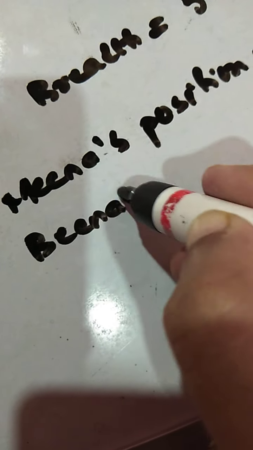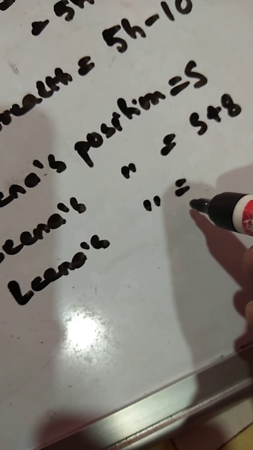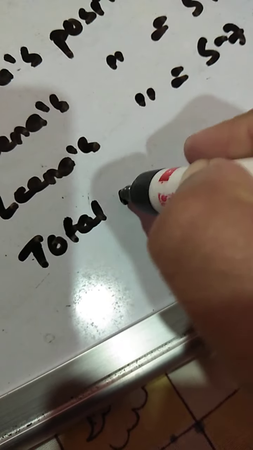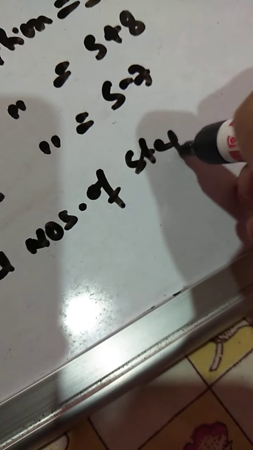Now Bina's position is also given, isn't it? Bina's position is 8 steps ahead, that is S plus 8. What is Lina's position? Lina is 7 steps behind Meena, that is S minus 7. So these are all the positions of Meena, Bina and Lina. Now we have to write the total number of steps.